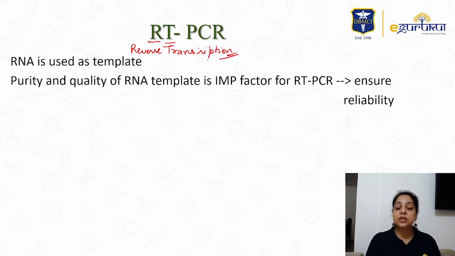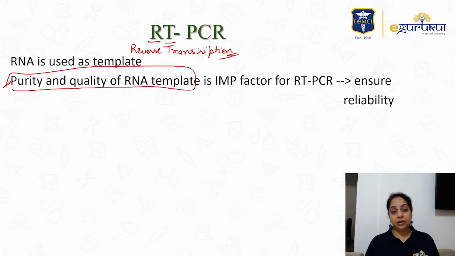Reverse transcription polymerase chain reaction. When you combine those two, in the first half, in RT, you are converting the RNA into DNA, and that DNA is then amplified via the similar mechanism that we have just discussed. So RNA is used as a template in RT PCR, and a very important thing is the purity and the quality of the RNA template.